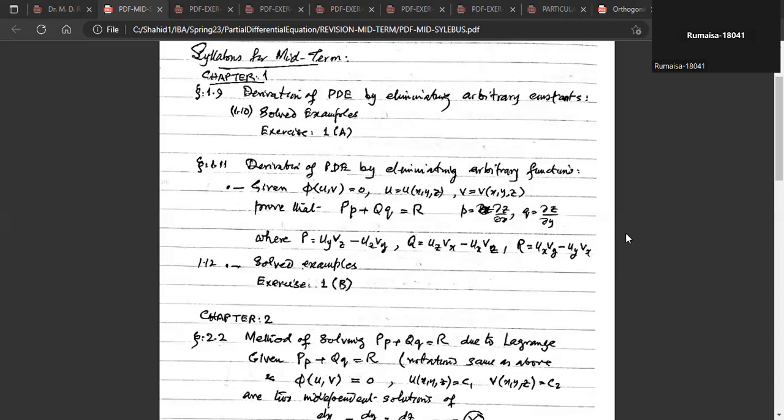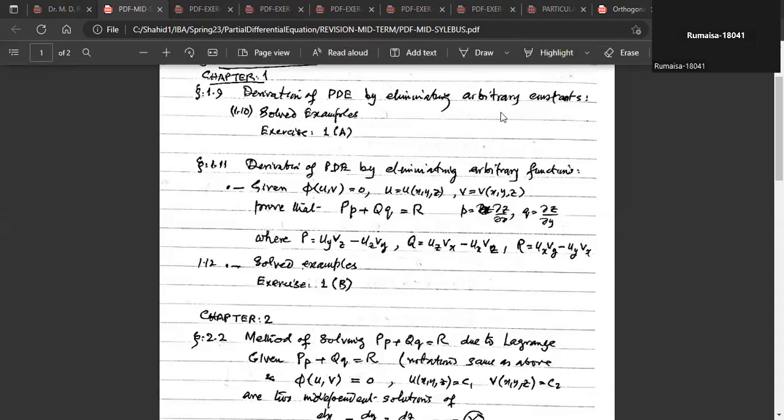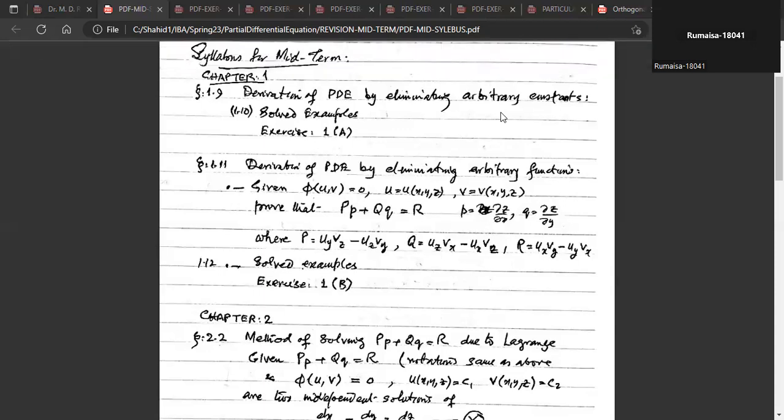The first chapter involves concepts related to how partial differential equations are formed. Like ordinary differential equations, there are two methods. One is removing arbitrary constants from a given family of curves for an ordinary differential equation. In case of partial differential equations, we remove arbitrary constants from a system of surfaces, with equations given in different forms.